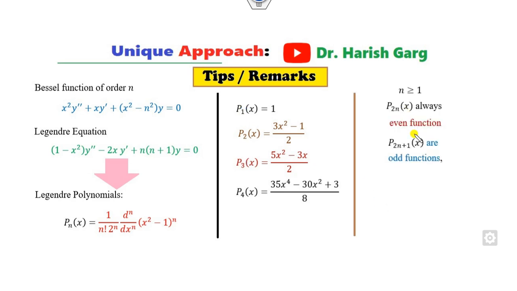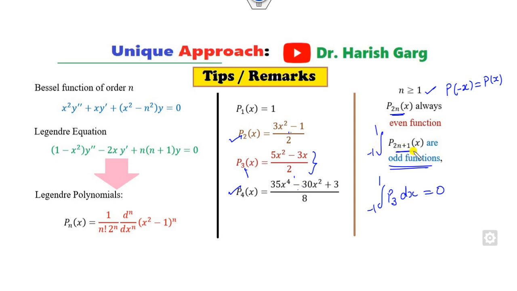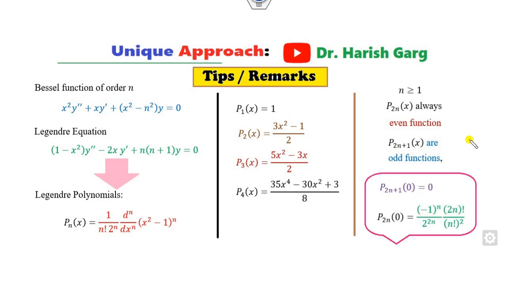So the first remark is whenever n is greater than or equal to 1 and even, these are even functions. Why? You can clearly say P of minus x is P of x. However, when you consider the odd numbers, this is always an odd function. So what does it mean? If I integrate P3 from minus 1 to 1, it is 0. When you integrate an odd function, it is always 0. So that's a very important concept for you.